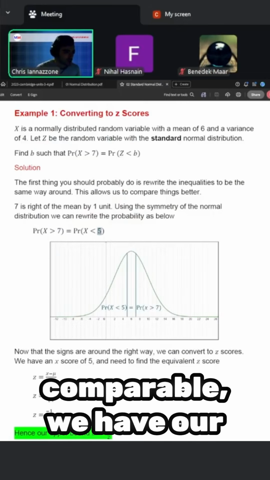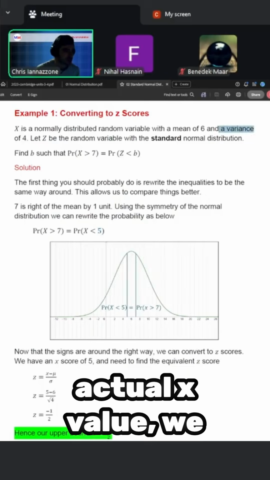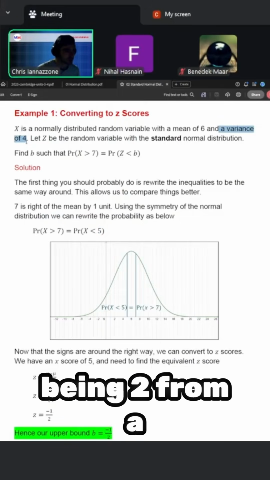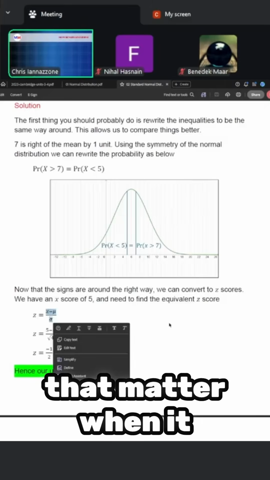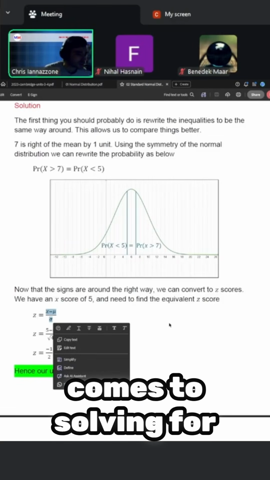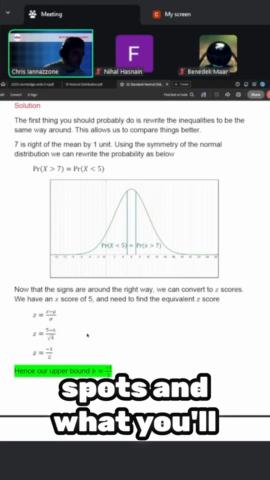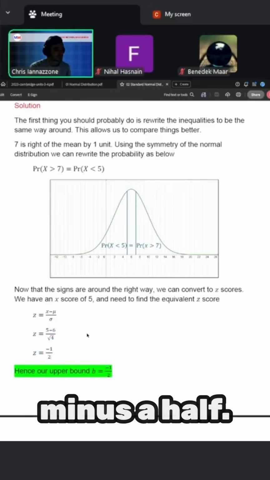Now that they're directly comparable, we have our actual x value, we have our standard deviation, which will end up being 2 from square rooting the variance, we have our mean of 6, we have the 3 variables that matter when it comes to solving for z's. So just plug them all in into those spots, and what you'll find is that z comes out to be -1/2.